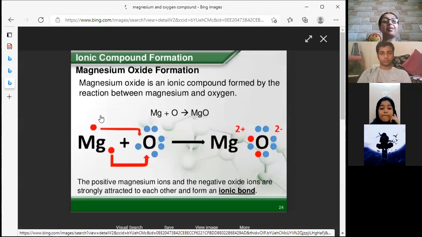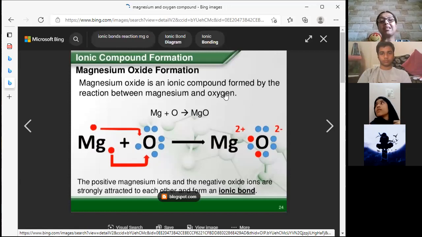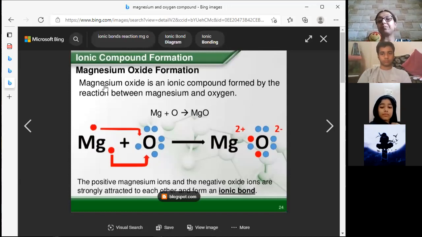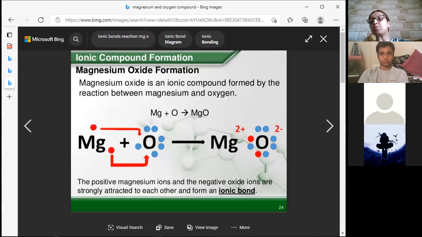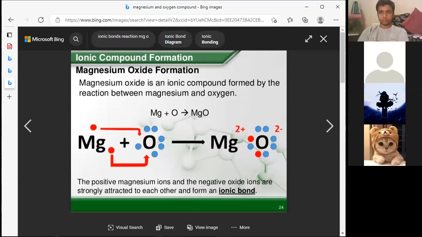See, when magnesium and oxygen react with each other, you have magnesium oxide. This compound is formed. Now you need to know the valency of magnesium. What is the valency of magnesium? 2. What is the valency of oxygen? Do you know the valency of oxygen? Again 2. Am I right?